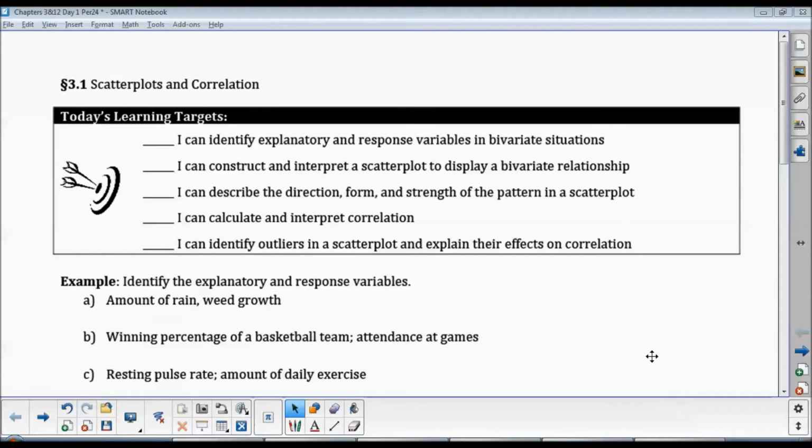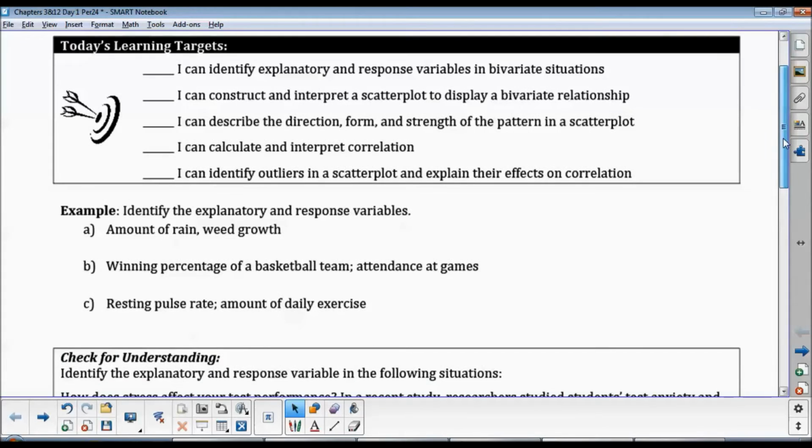So just to get us started, this first example here is talking about the explanatory and response variables for a pair of variables. So here are two variables, the amount of rain and the amount of weed growth. So for these, most of you guys would probably say that the amount of rain is probably going to be the explanatory variable, and the amount of weed growth is going to be the response variable. So as the amount of rain changes, the amount of weed growth is going to change in a predictable way.